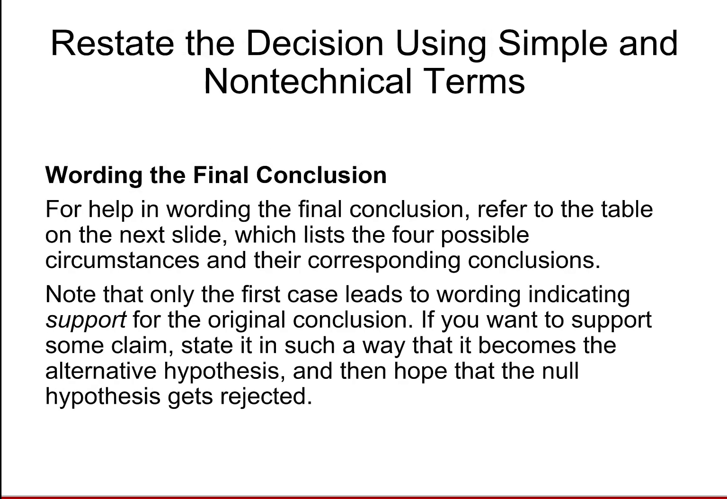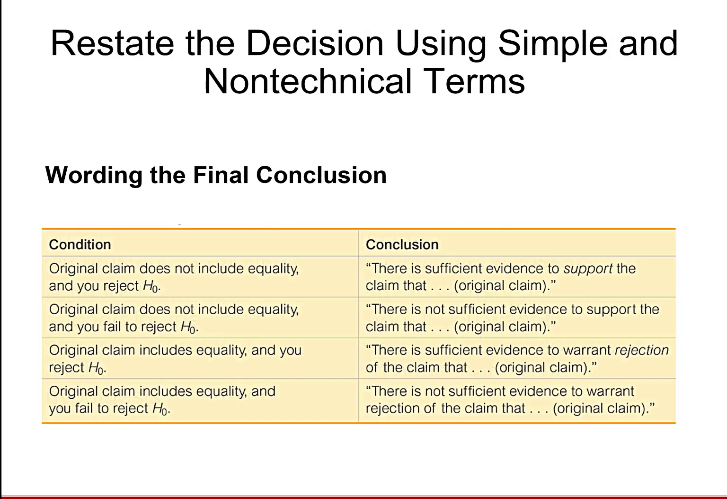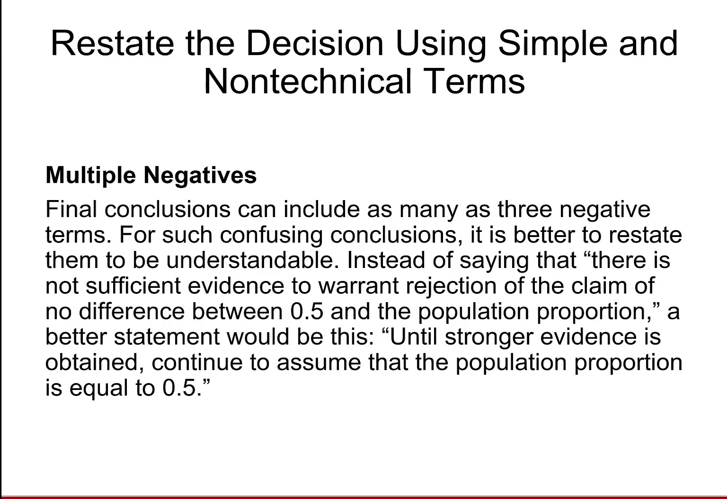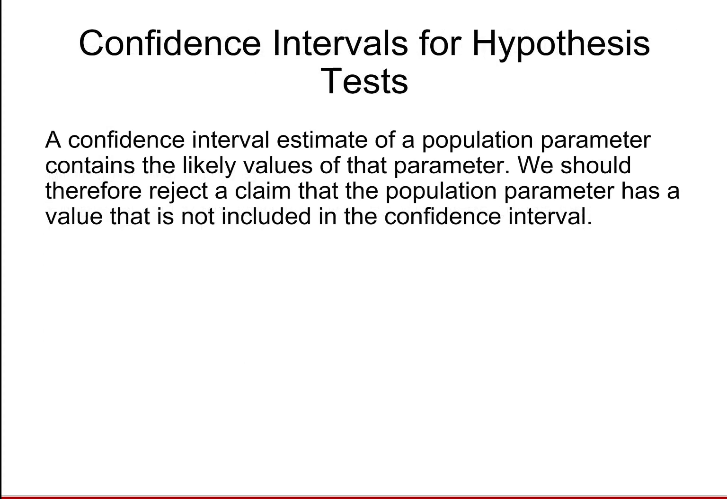For wording that final conclusion, the next slide gives you some help with that. There's a condition on the left side and the conclusion that might be written on the right side, and I'll let you look over those on your own. Finally, do we accept or fail to reject? We should always say we fail to reject. We never say we accept the null. The term accept is misleading because it implies incorrectly that the null hypothesis has been proven, but we can never prove the null. Final conclusions can include as many as 3 negatives, and it's better to state it so that it's understandable. You want to think about that when you're writing your conclusions.